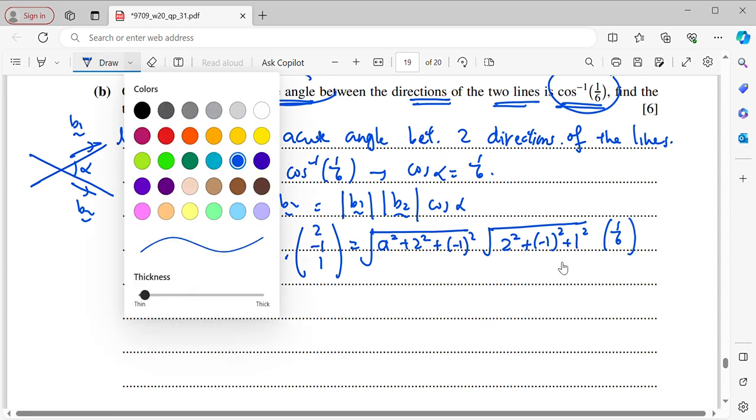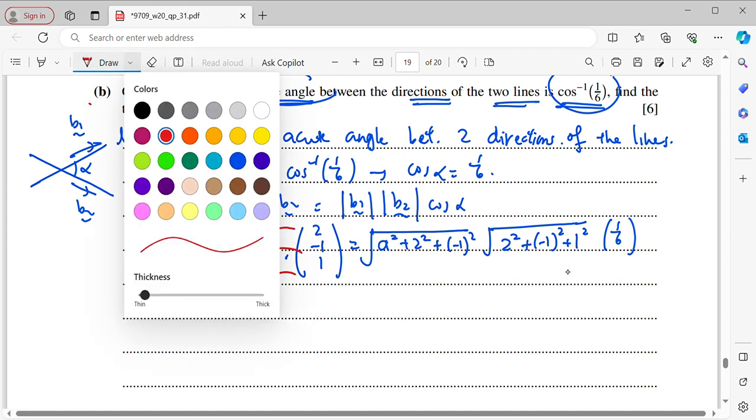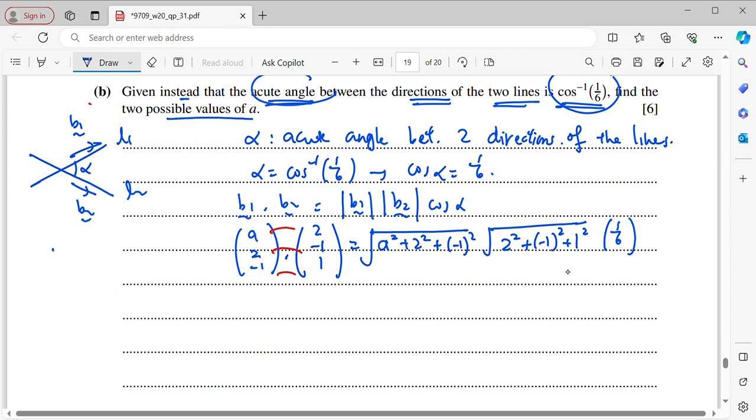So for the left hand side, you just do expansion and add all together. That is the scalar product or dot product. So I will get 2a plus 2 minus 1. Then the first square root, you just write a squared, 2 squared is 4, 4 plus 1 squared is 5. Then 2 squared plus 1 squared plus 1 squared will be square root 6. Then times 1 over 6.